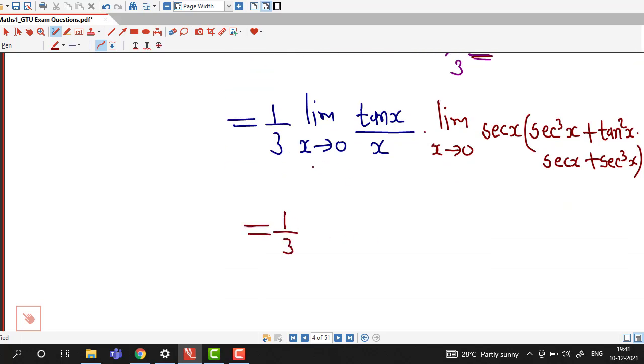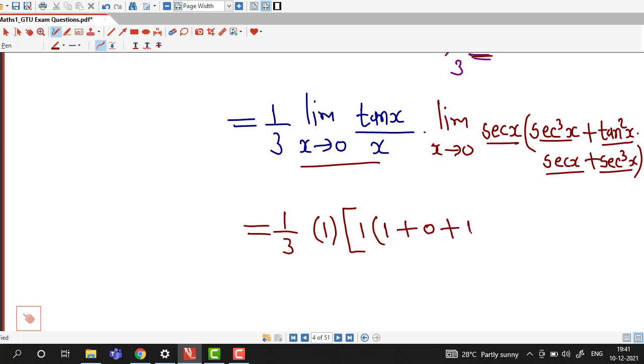Now we know that this limit is 1, so we write here 1, and now we take x equal to 0, so sec 0 is 1, and here also sec 0 is 1 plus tan 0 into sec 0, that is 0 into 1, so it is 0 plus sec 0, that is 1. So you can see if we simplify this, this is 1, and here we obtain 1 plus 1, that is 2. So our answer is 2 by 3.